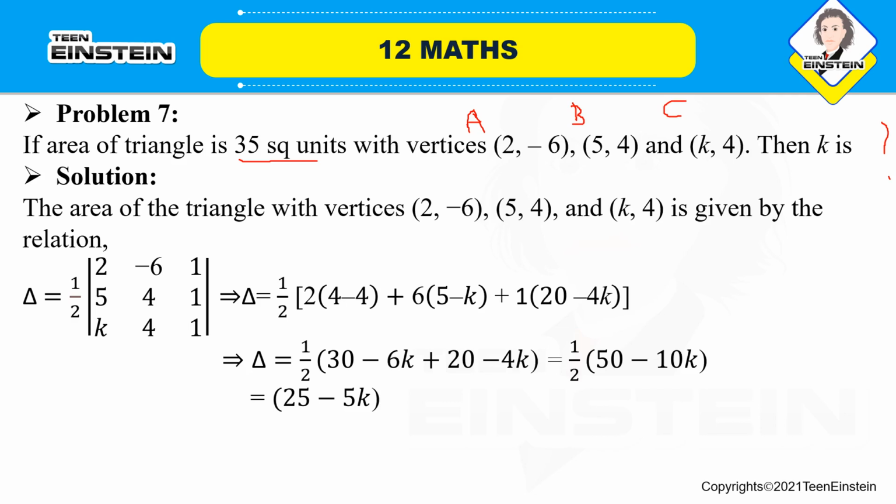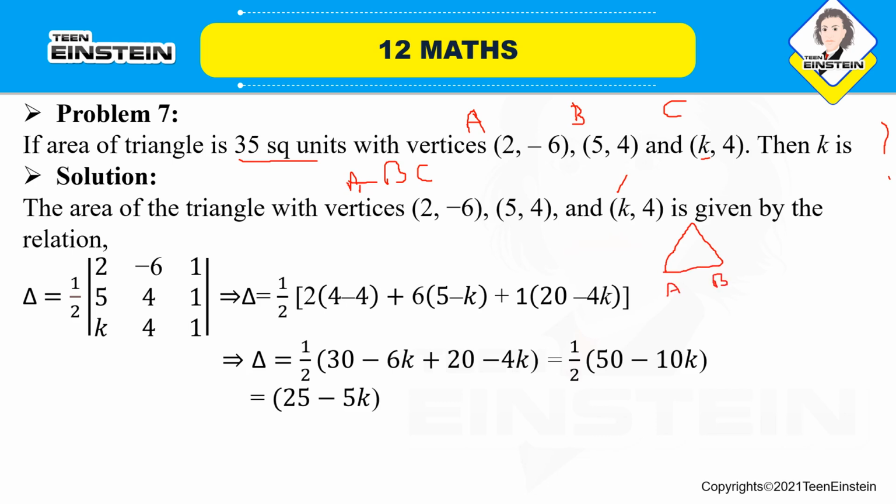So what is the formula? We are finding the area of the triangle ABC. So in C we are finding the value of k. k refers to the x coordinate and 4 is the y coordinate. So in the third vertex we are going to find the x coordinate. It is unknown. It is given as k. So we are going to find the value of k using the result that area of the triangle is 35 square units.